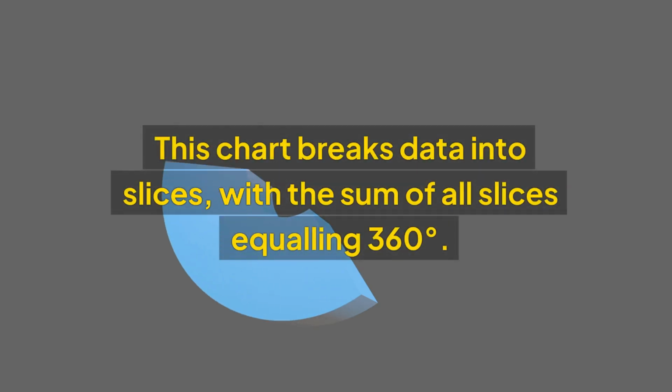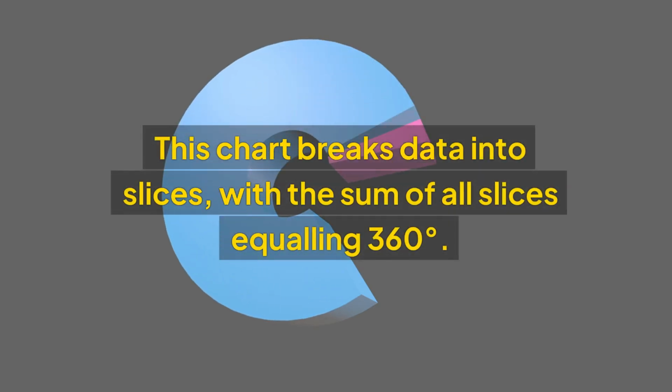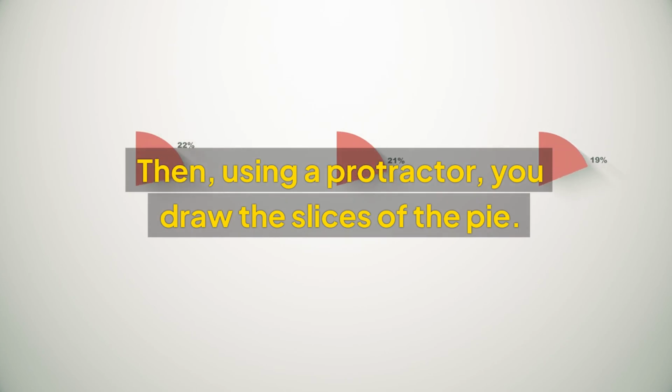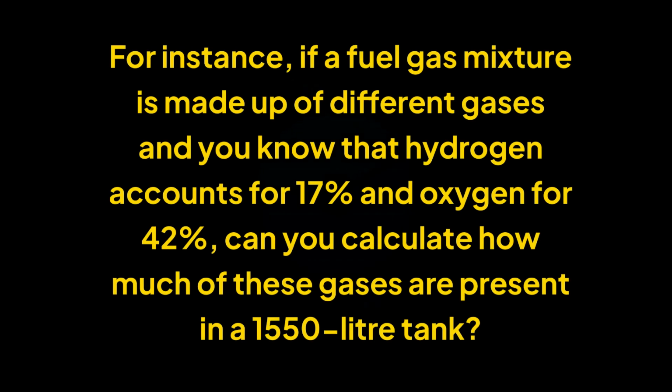Finally, we have the pie chart, also called a circle chart. This chart breaks data into slices, with the sum of all slices equaling 360 degrees. To create a pie chart, you first calculate the percentage and degree of each data category. Then, using a protractor, you draw the slices of the pie. For instance, if a fuel-gas mixture is made up of different gases and you know that hydrogen accounts for 17% and oxygen for 42%, can you calculate how much of these gases are present in a 1550-liter tank?